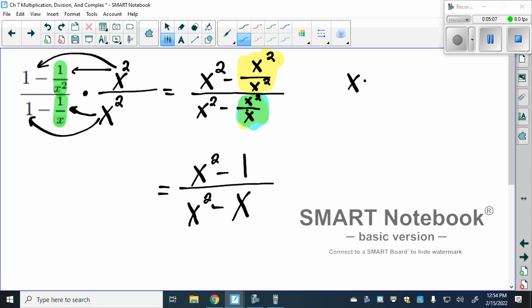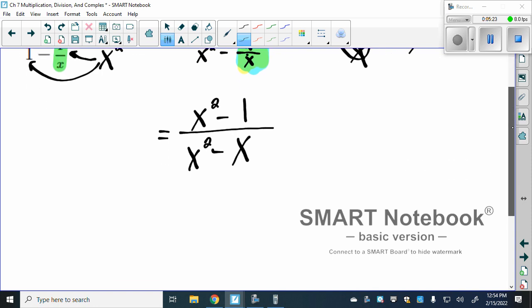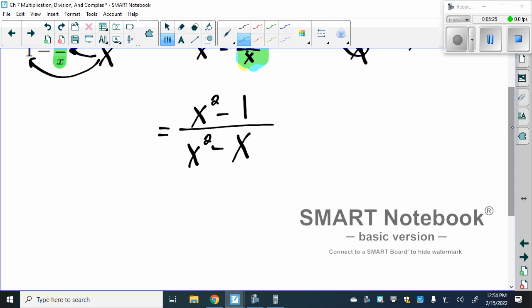But really what we're saying is that x times x divided by x, well, one of the sets of x's will cancel out, leaving us with 1 in the numerator. And it will simplify that fraction out completely. Any questions on how we got to this point here?